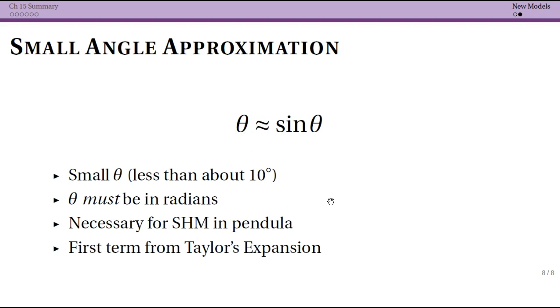It is necessary for simple harmonic motion in pendula. That's the only way we can even solve it. And all this is the first term from Taylor's expansion. So obviously you can use Taylor's expansion for other functions as well, but sine is the simple one that works out the best.